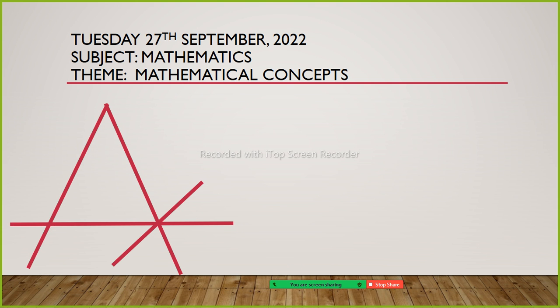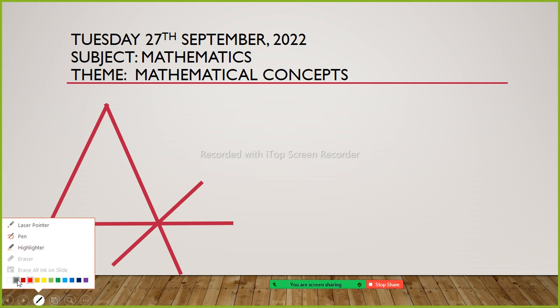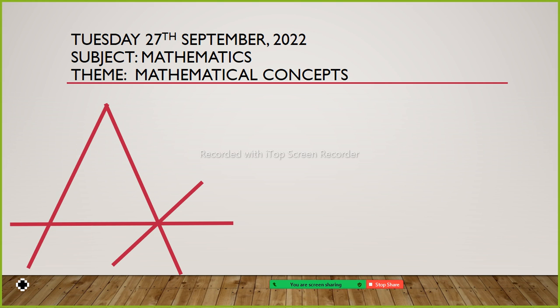All right, so let's actually put some letters on this. Let's say that this is R. So let's call this angle R. Okay, let's say that this is P. So we're going to call this angle P. And let's say that this angle right here is 58 degrees. All right.